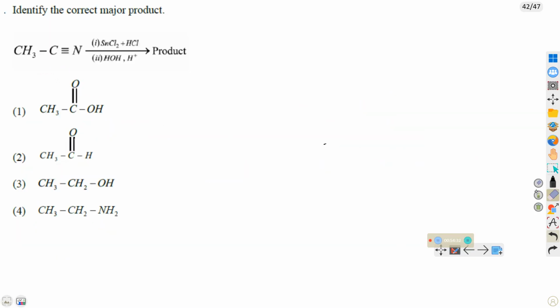Cyanide reacts with SnCl2 plus HCl. Further hydrolysis. Reaction is Stephen reduction. It gives aldehyde as a product.